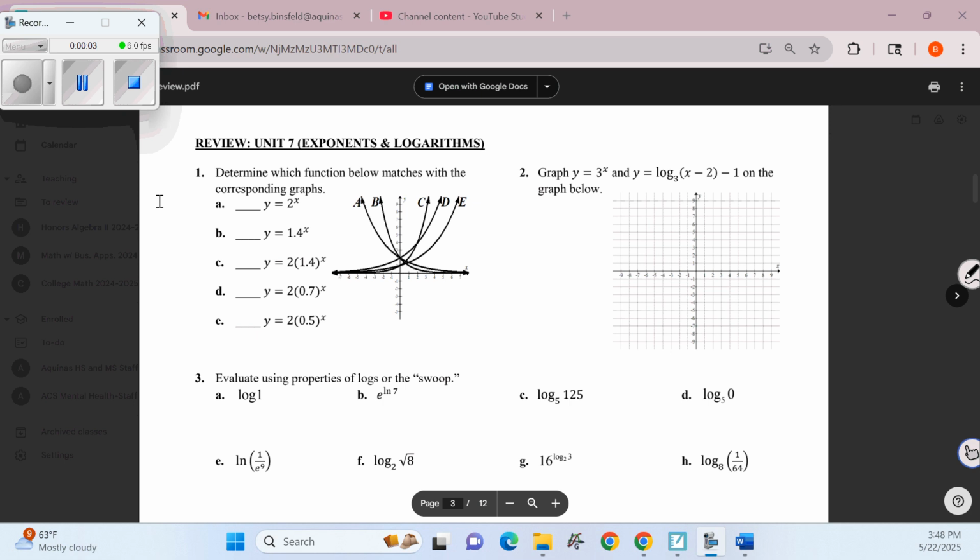Let's move on to Unit 7 problems. What I'm really looking for people to remember is, in our number 1 problem, our exponentials, keeping in mind that the faster we grow, it's because we have a bigger growth rate.